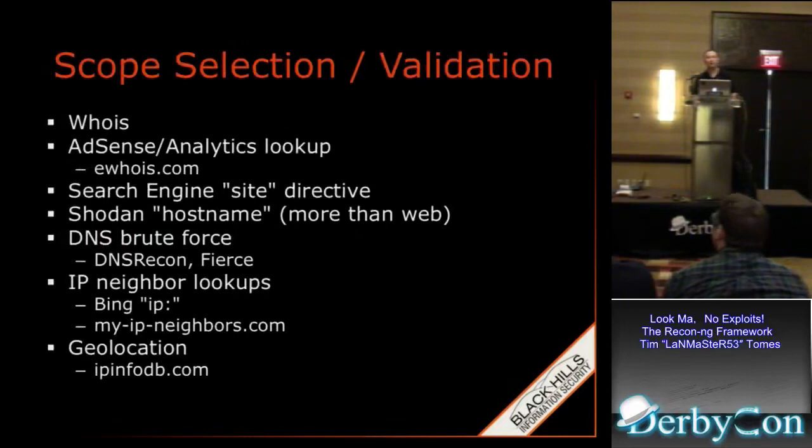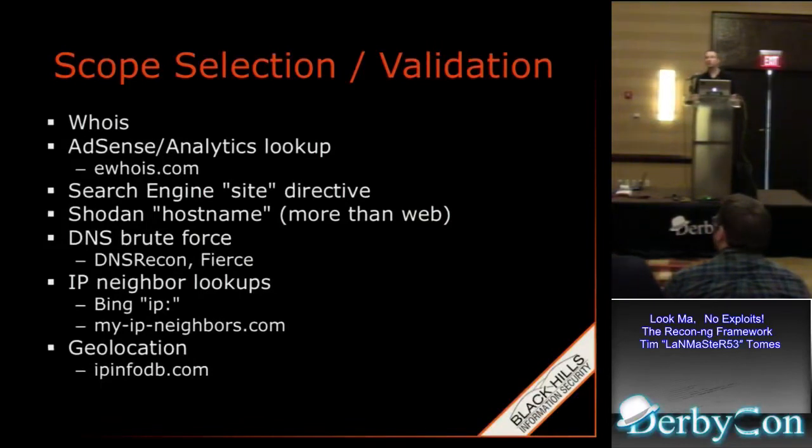So there's a lot of different ways we can do scope selection or verification. We can use Whois, that's kind of the standard go-to. AdSense and Google Analytics lookups. So how many of you use AdSense or Google Analytics at all in your web development? A couple of you? Well, what I like to do is go to my target websites and see if they're using it, and if so, do a reverse lookup on those Analytics and AdSense IDs and find out what other hosts are being developed by that particular person, because that may be an identifier that that host belongs to, it should be in scope, right? And you can do that at whois.com.